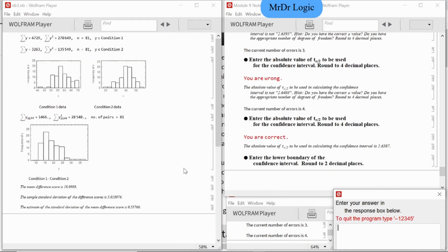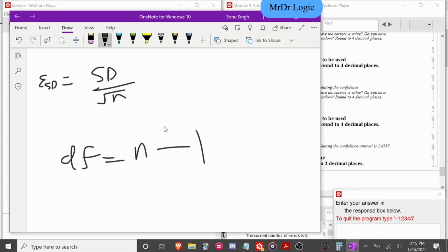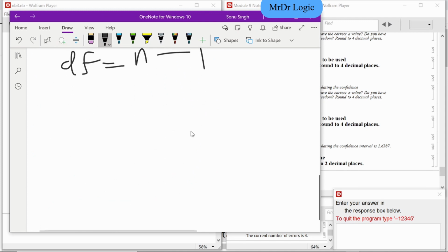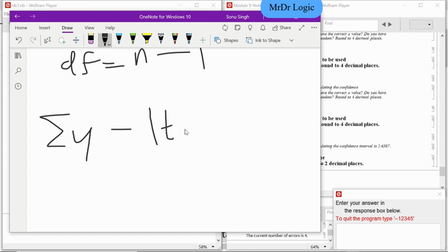Alright. Enter the lower boundary level. Confidence of 2. Okay, this is simple. This is more simple than it sounds. If I remember this correctly, this is sum of y minus the t alpha divided by 2, which was the value we just got, multiplied by the ESD.